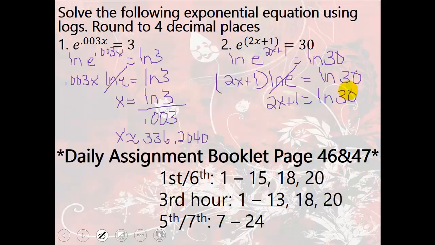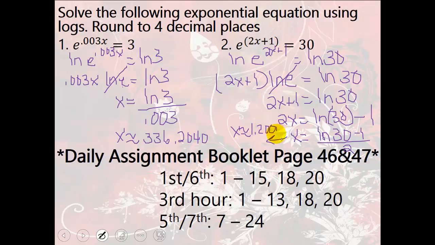Now I'm going to subtract 1. 2x is equal to the natural log of 30. Make sure you close off that 30 before you subtract the 1. And then we're going to divide by 2. Okay, and then on our calculator, what we get is x is approximately 1.2006.